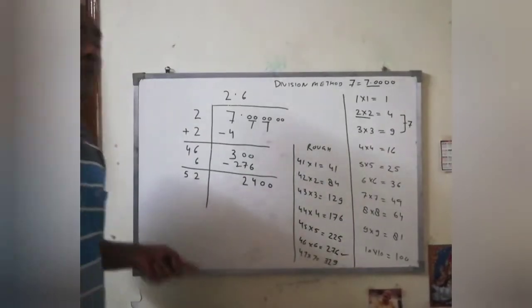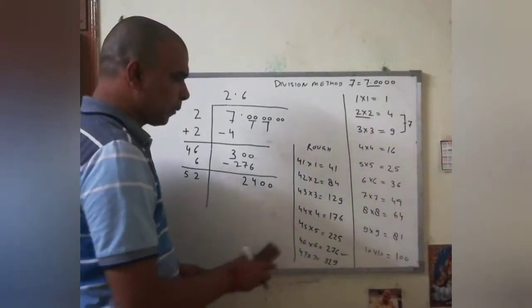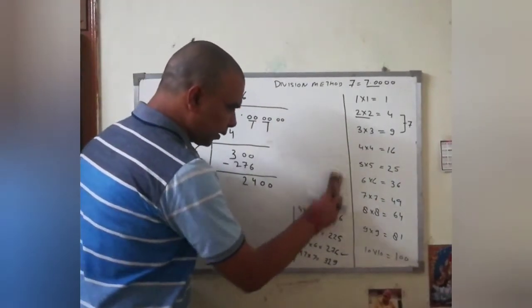Now I am doing some other rough work for 52. So what will we do? I am just rubbing out this rough work.